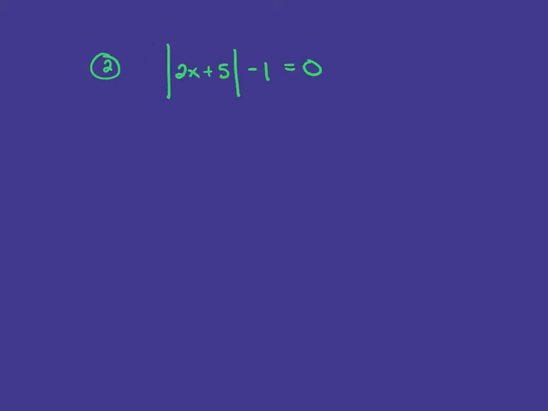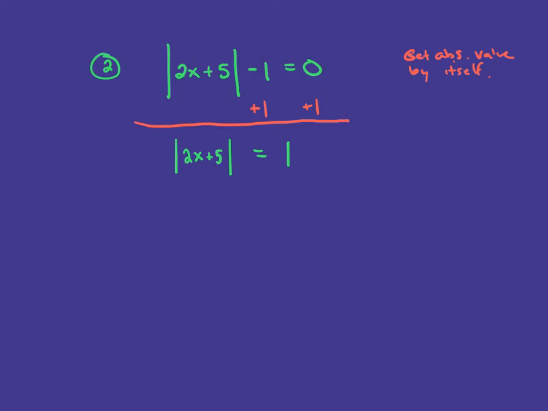Next up, number 2, the absolute value of 2x plus 5, minus 1 equals 0. On the first slide, I mentioned that you'll want to get the absolute value part by itself. So in this case, we do have something that we can get rid of that isn't a part of the absolute value. This is the negative 1. So we'll start off by adding 1 to both sides. The absolute value of 2x plus 5 equals 1.